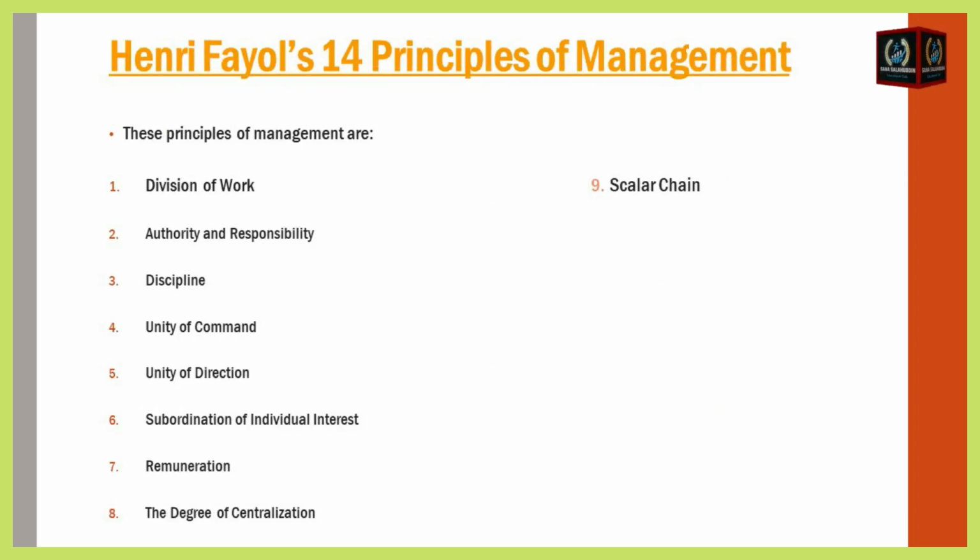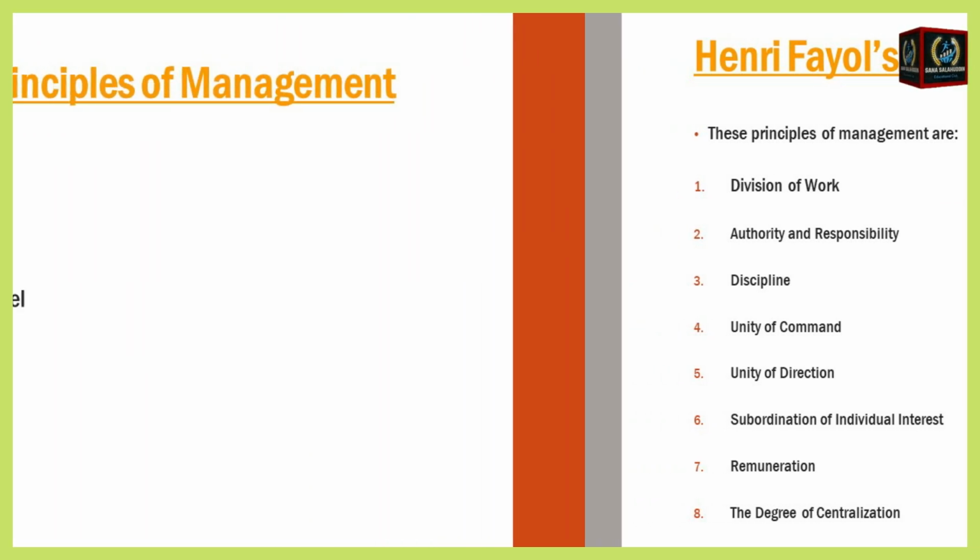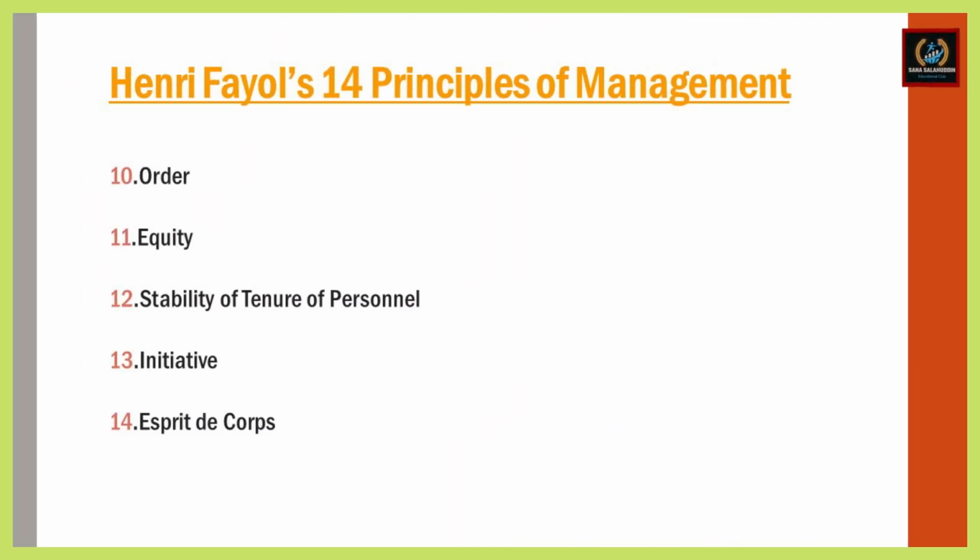Henri Fayol's 14 principles of management are division of work, authority and responsibility, discipline, unity of command, unity of direction, subordination of individual interests, remuneration, degree of centralization, scalar chain, order, equity, stability of tenure of personnel, initiative, and esprit de corps. Let's have an overview one by one.